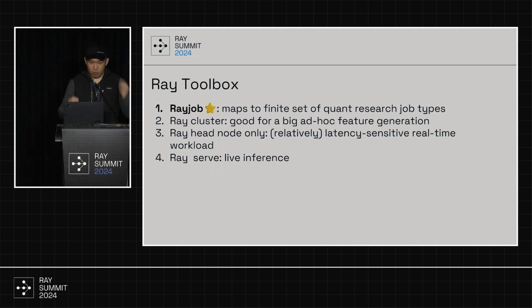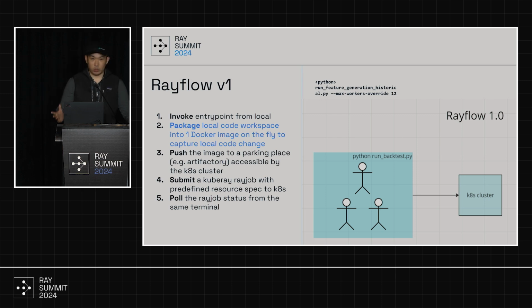So Ray has an array of toolbox, all of them very useful. But today we're going to focus on Ray job because as I hinted earlier, quants want to run certain types of jobs and do their research. So let's say you want to run a job. What do you want to do? You want to do the most basic thing, which is these three little people here. You just want to run Python, run backtest, and then you start to run the job on a cluster, right? Everything else is taken care of.